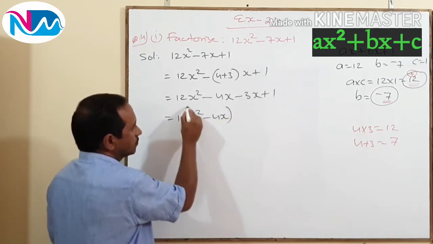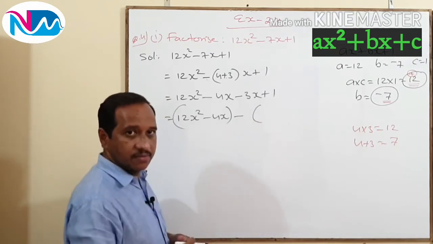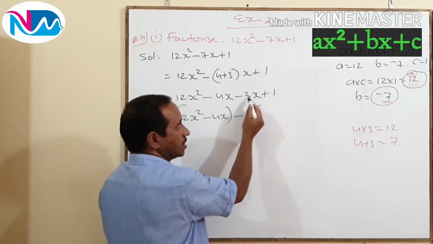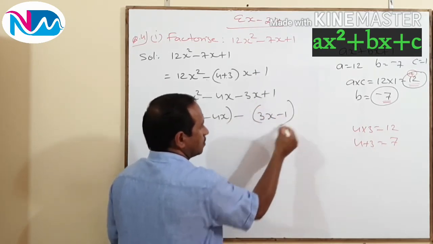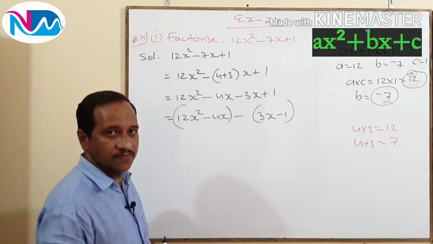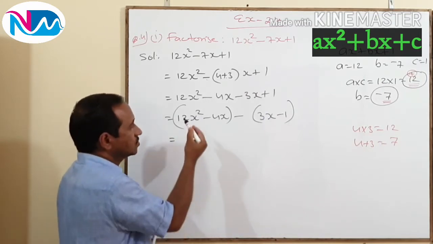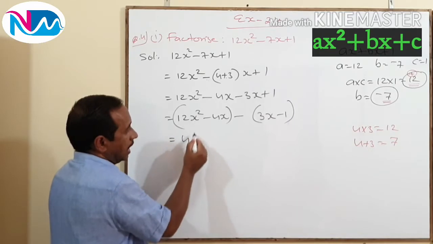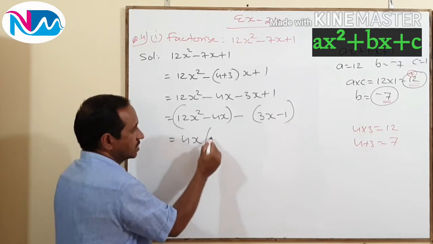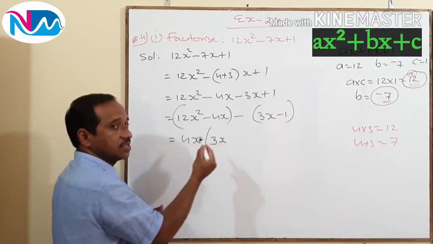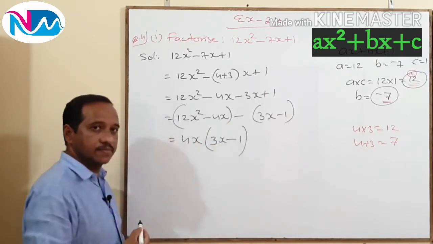12x square minus 4x, first group. Now we group after the negative sign, so we have to change the sign here. Minus 3x will be 3x inside the bracket and plus 1 will be minus 1 inside the bracket. From the first two terms, that is from the first group, we can take 4 common and x common. So I take 4x as common. Then what is left? 3x is left in the first term. Minus 4x is taken, so 1 is left.